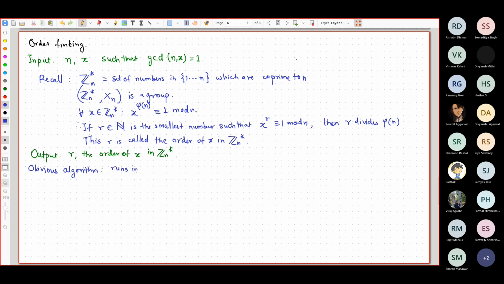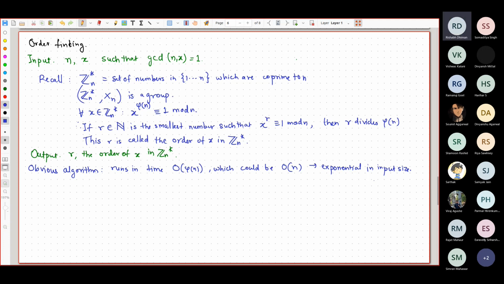runs in time order phi n, which could be order n, for example, if n is a prime, and so this is exponential in input size. Rishabh? Yeah, so I have the reduction to the hidden subgroup problem. Awesome.